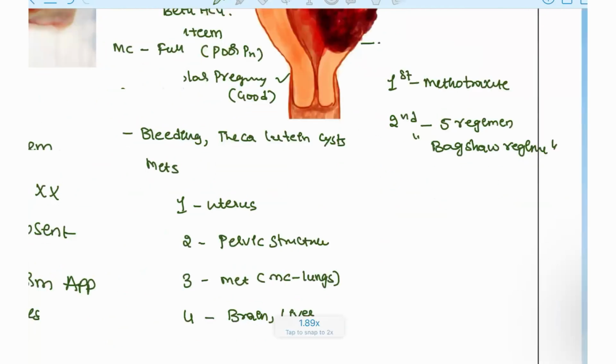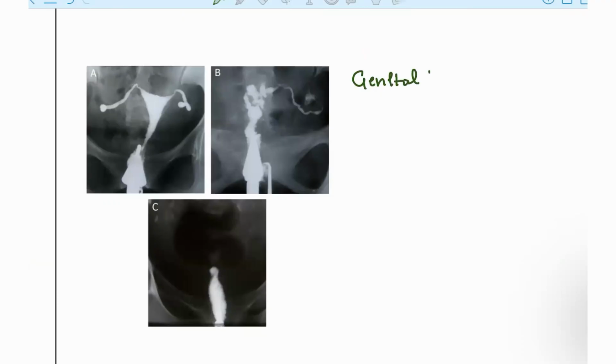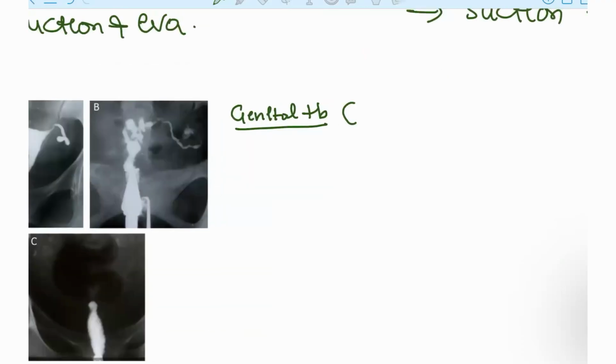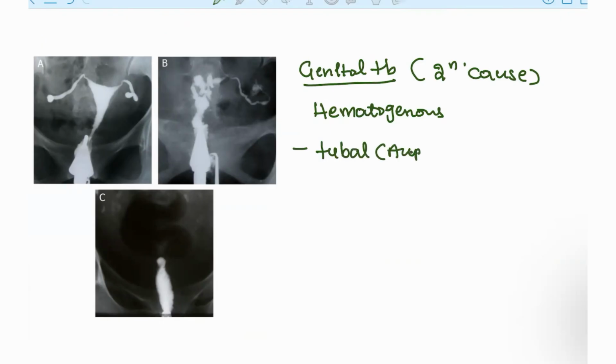Next, moving on to genital TB. Okay, so what do we mean by genital TB? It is not primary. Okay, this tuberculosis is a secondary cause. Okay, and how does it spread? The spread is hematogenous. So hematogenous spread most commonly involves the tubes, and the tubal ampulla is going to be significantly involved with the infection of tuberculosis.